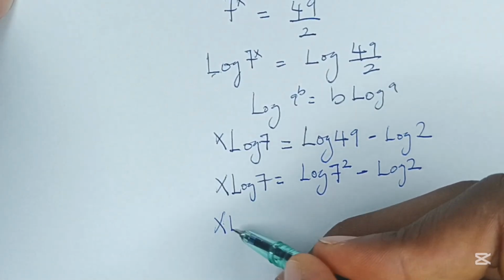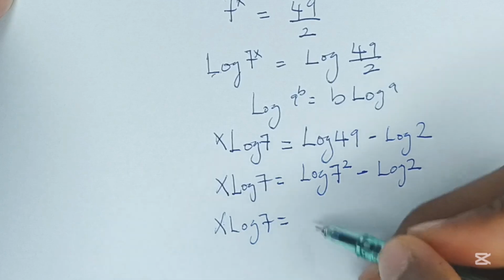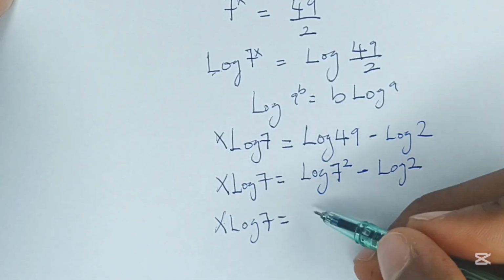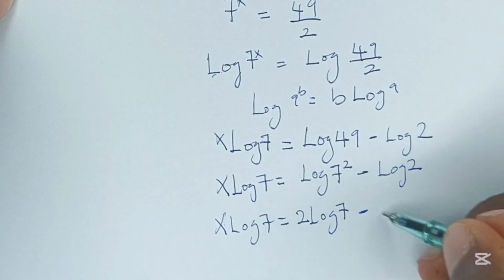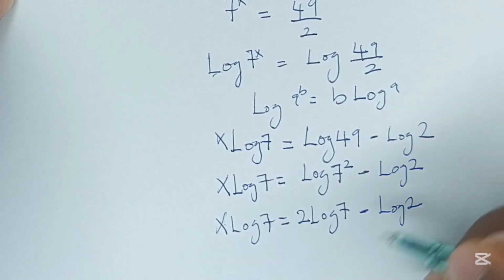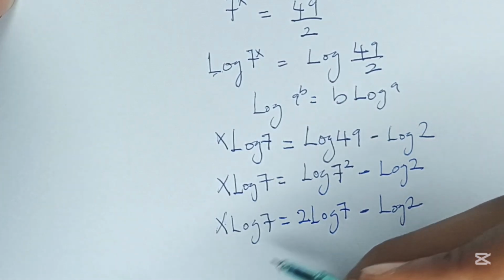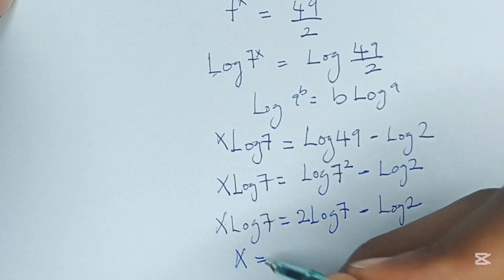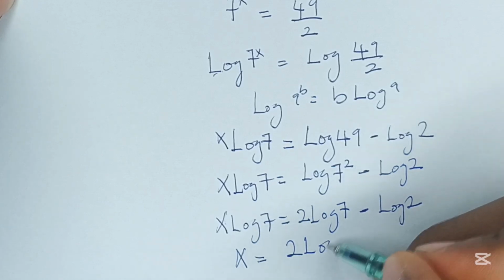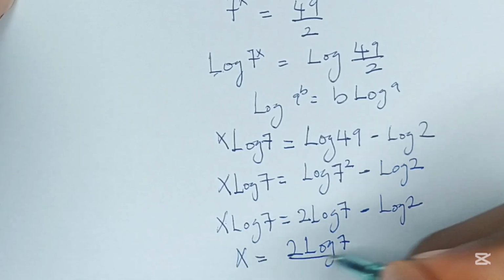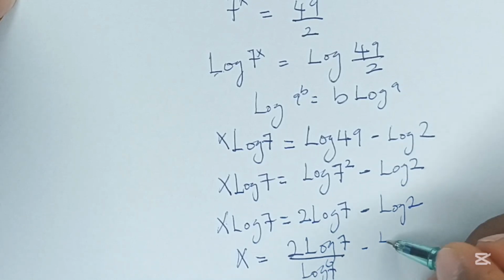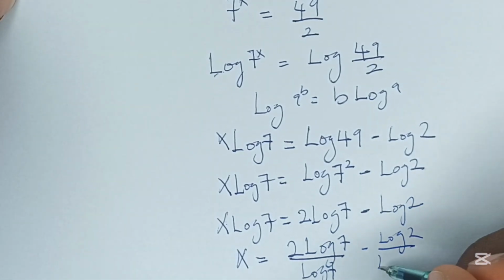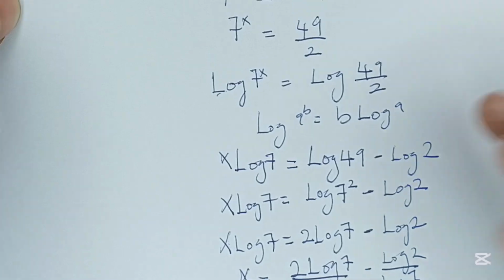You have x log 7 to be equal to, logarithm of 7 squared can be written as 2 times logarithm of 7 minus logarithm of 2. And dividing across by logarithm of 7, we now have that x will be equal to 2 times logarithm of 7 divided by logarithm of 7 minus logarithm of 2 divided by logarithm of 7.